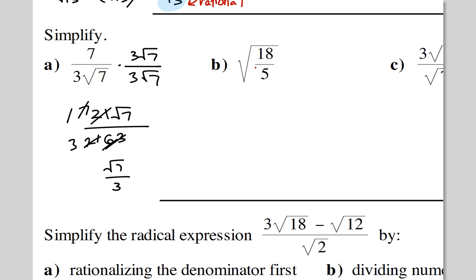This one looks weird, right? Why is this one weird? The whole thing is being square rooted. It's not like in A where just the bottom has a radical. So let's split it. Root 18 over root 5. Split it.